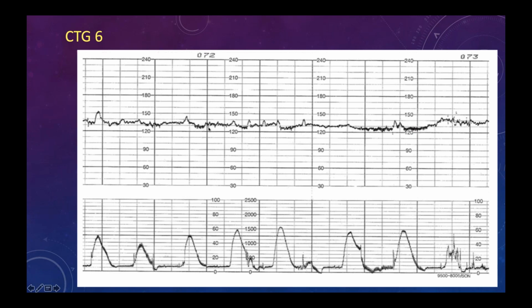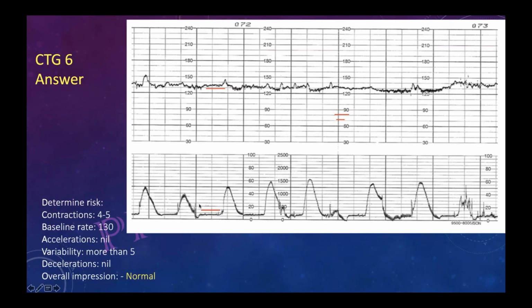Very good. And variability is around less than 5. No, here one box is 10 beats. One box is 10. Okay, it is normal. So there are no accelerations and no decelerations also. Yeah, so very good. It is all normal. It's a normal CTG.